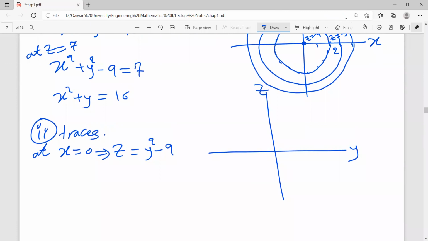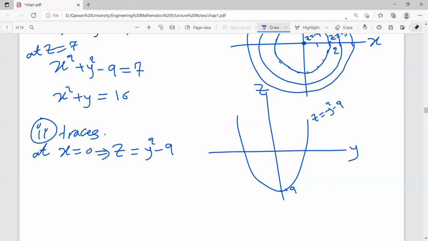Now we are trying to draw the graph of this function. Y squared is this graph. This is the graph of y squared. How about y squared minus 9? It moves 9 units down. This is, let's say, minus 9. So from here, it goes up. This is z equals y squared minus 9.